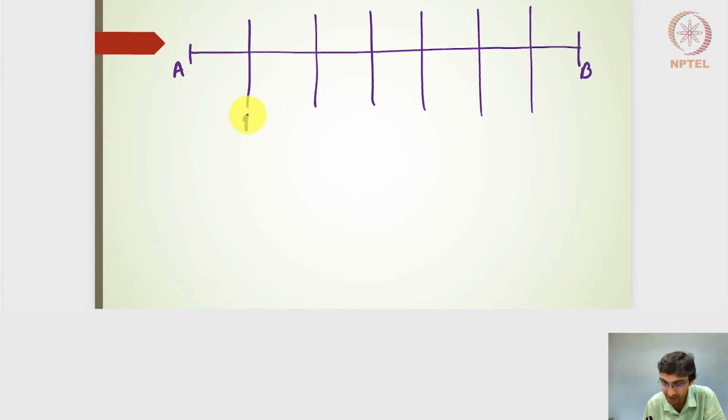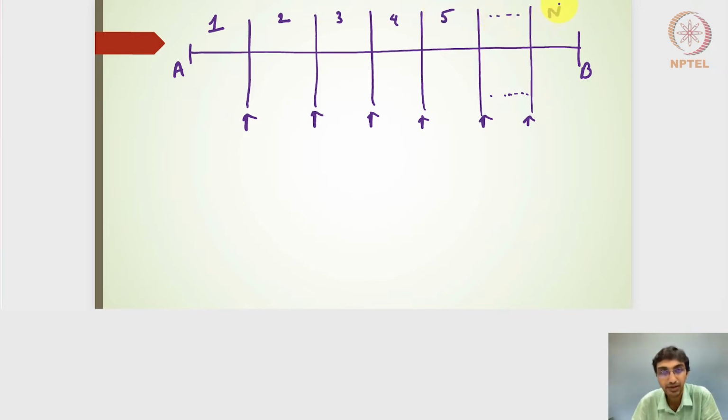So I'm going to add a repeater here, a repeater here, and here and here, and so on. Now I divide the wire into segments. This is segment number 1, this is segment number 2, then 3, 4, 5, dot dot dot, and then this is my Nth segment. So I have divided the long wire into N segments.